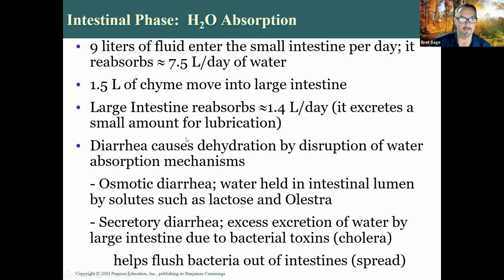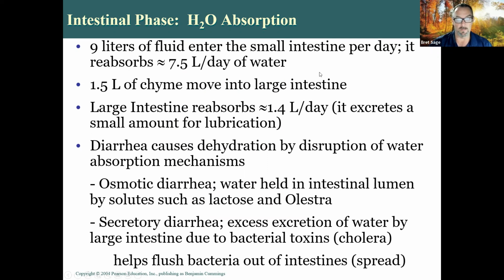Okay, the intestinal phase, water absorption. 9 liters of fluid into the small intestine per day. 9 liters, that's 4.5 2-liter sodas. That's way more than your body even has total liquid. So what it means is it's producing a bunch of water, it's going through your digestive tract, and then it's recycling it back out in the large intestine, putting it back in. So it's like a big circulating system.